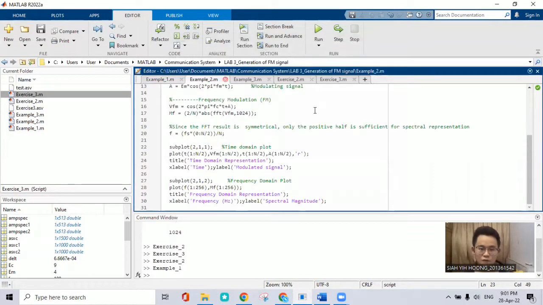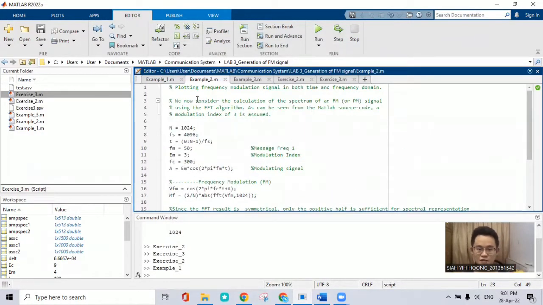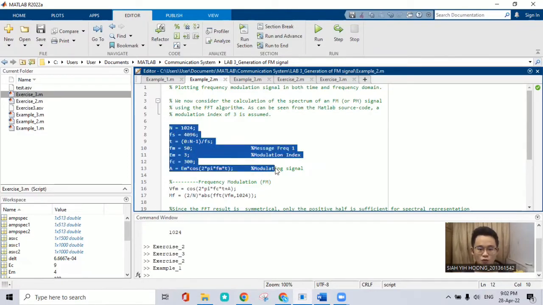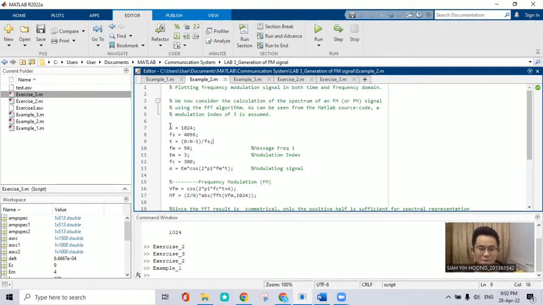After that, we go for example 2. Example 2 requires us to plot frequency modulation signals in both time and frequency domain. All of the things work the same, where we need to declare all those variables. Here will be the n and the fs. The n means that there will be 1024 points of vectors. The fs is the frequency.